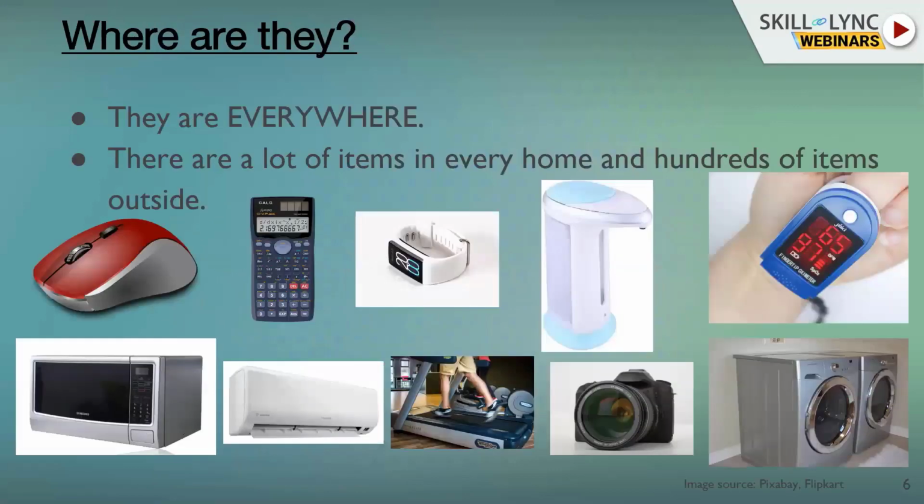Let us look at where they are. So if you look around yourself, you will find that they are everywhere, almost everywhere. Some examples that I have put up here are your mouse, your calculators, your health bands that are so much in vogue right now. Then you have soap dispensers, oxygen monitors, right? Your ovens, ACs, your treadmills, cameras, washing machines, and you name it.